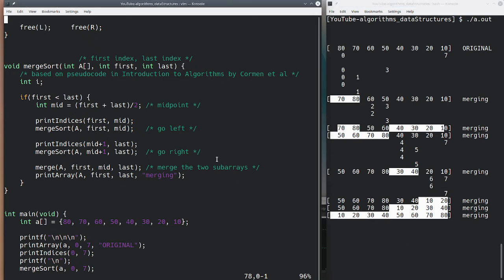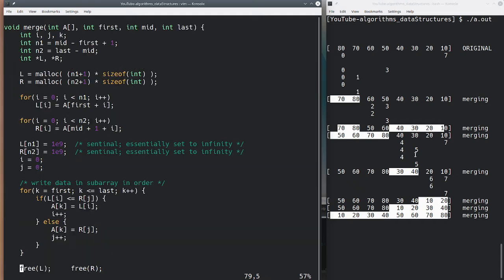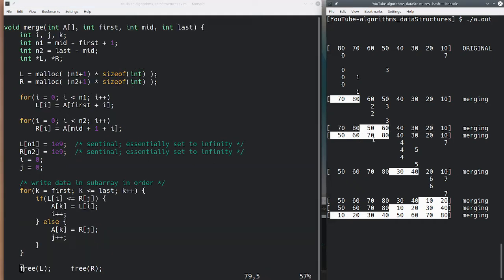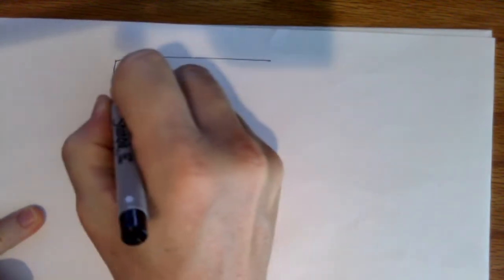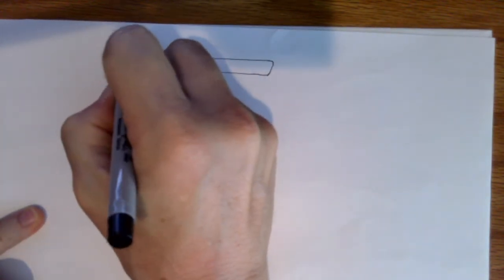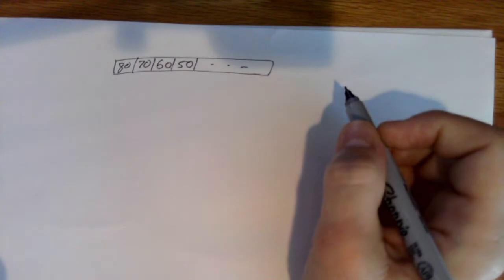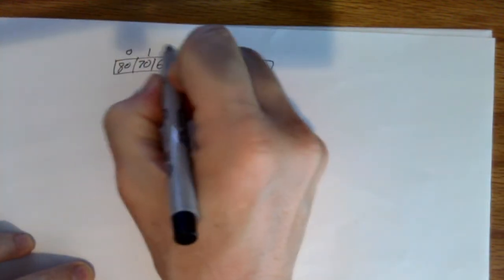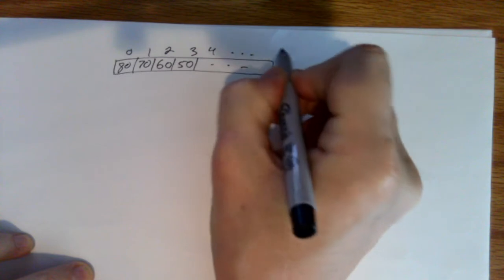So let's look in more detail about what is happening here in terms of what we see. So we don't technically create a binary tree, but it's helpful to understand what we're doing if we think of it as a binary tree. So originally, we have this, so 80, 70, 60, 50, ... I'm going to write all that out. Remember, our indices are 0, 1, 2, 3, 4, down to 7.